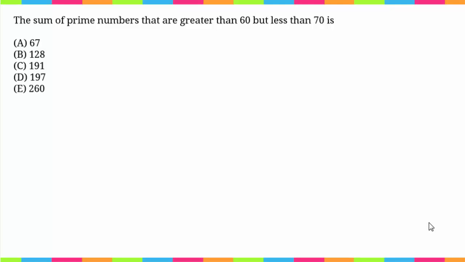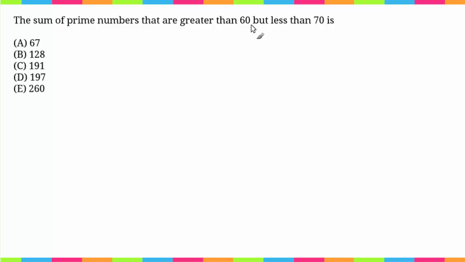So the question says, the sum of prime numbers that are greater than 60 but less than 70 is what? So what we are going to do here is first decide which numbers between 60 and 70 are actually prime and then add them up.